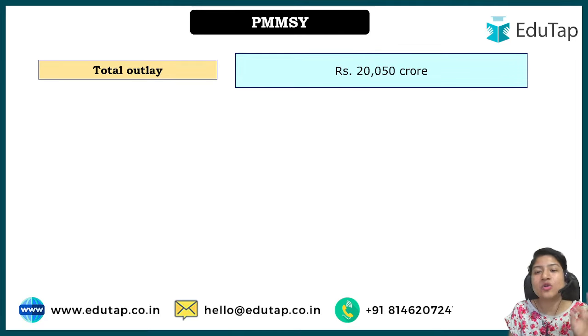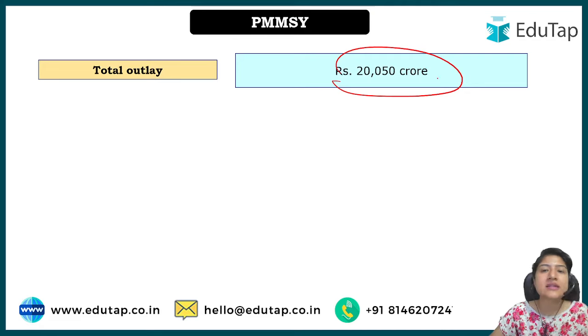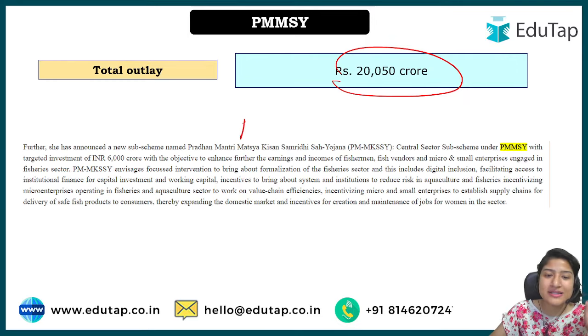Total outlay, see, total outlay when this scheme was launched in 2020, total outlay for these next 5 years, it was 20,050 crore rupees. But this particular financial year, so now this is the update that has been done in this particular budget session. What is the update that has been done? So a new sub scheme has been launched.